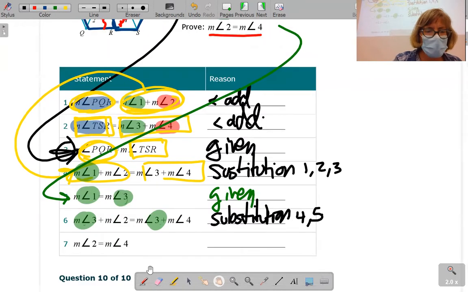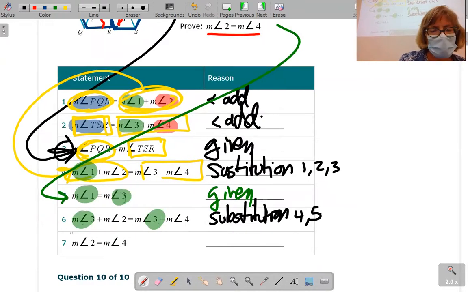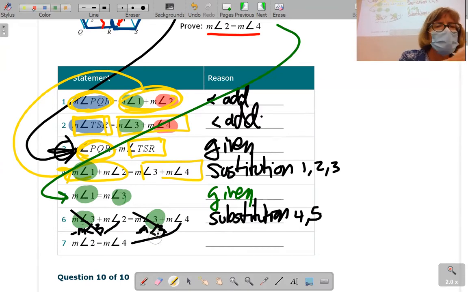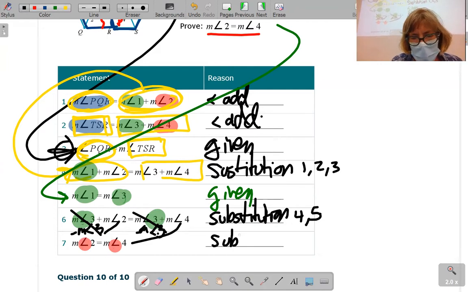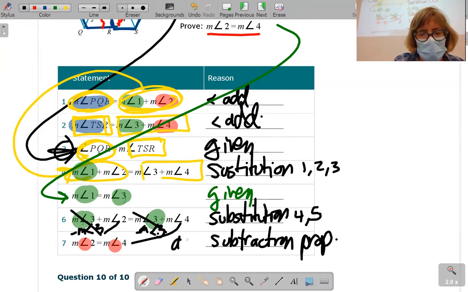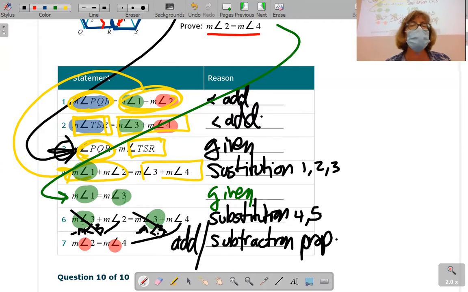Remember, we have to subtract at some point. So we're going to minus angle 3 both sides. And that cancels and we get what you're trying to prove, which are the reds. And the reason there is called the subtraction property. I think on ALEKS it's addition / subtraction property.